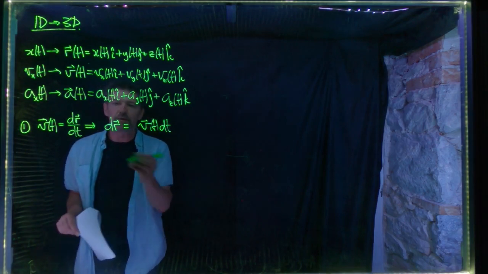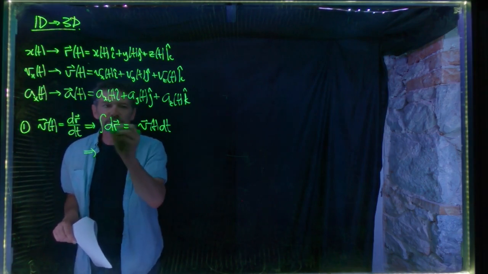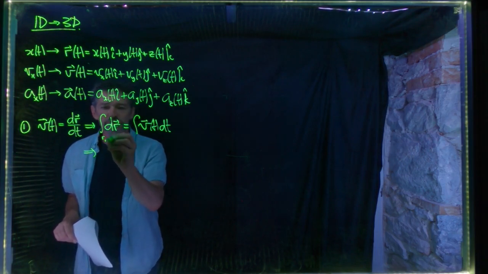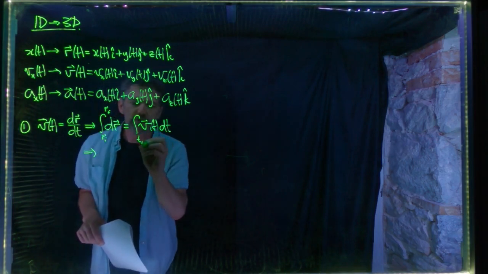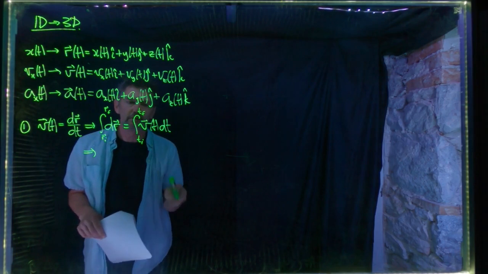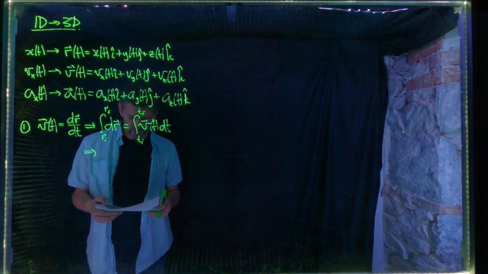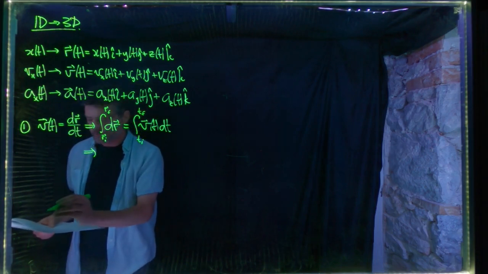Okay? And then what we do is we integrate both sides. So we integrate this side and we integrate this side. We integrate this from the initial position, r initial, to the final position, r final. And we integrate this from the initial time, t initial, to the final time, t final. Okay? And so let me just sketch a picture of this. So let's sketch it over here.